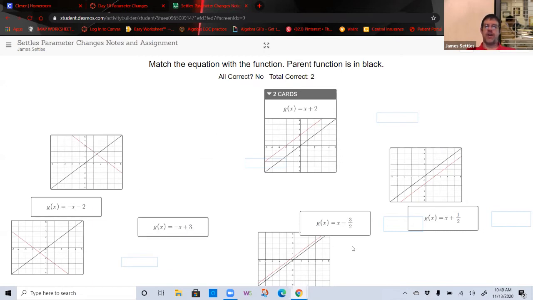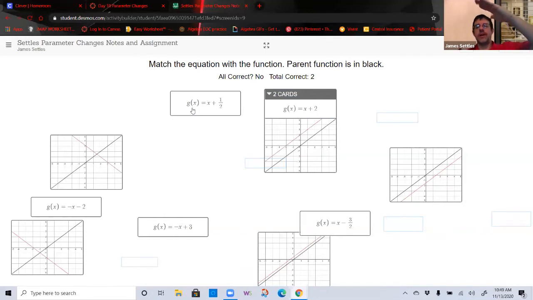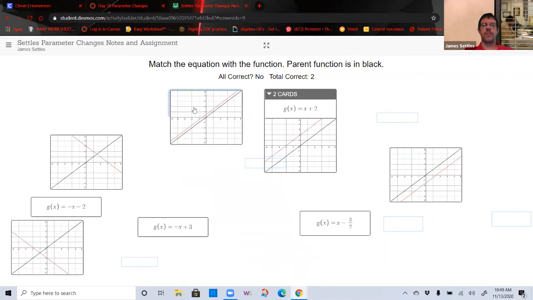All right, so now I'm going to get the one that says g of x plus 1/2. G of x plus 1/2. Now, because it's positive, it's got to go up. And it's only going up 1/2. Well, when you look at these pictures, there's only one red line that goes above the black line. That's got to be our answer, because when it's positive, it goes up. So grab that other one that goes up and put it right on top.